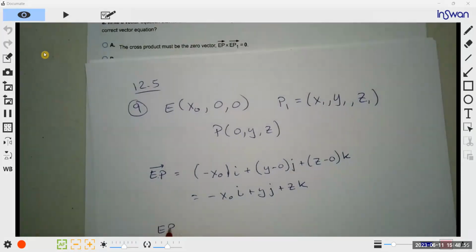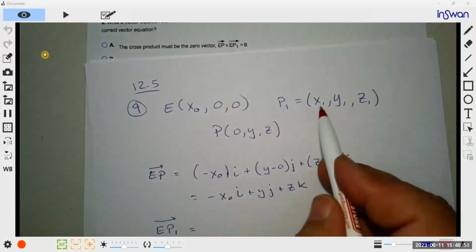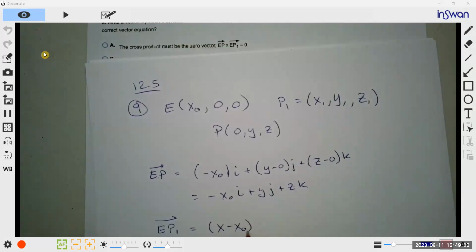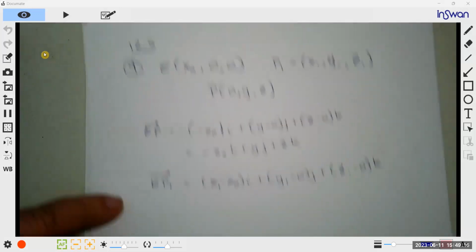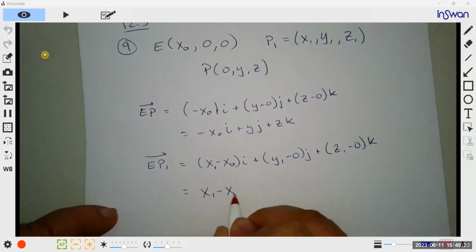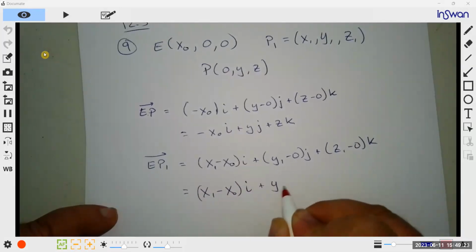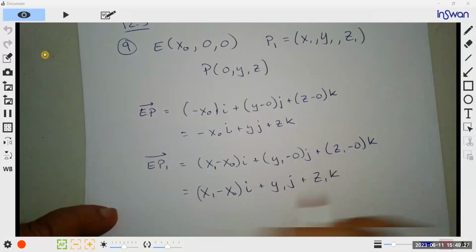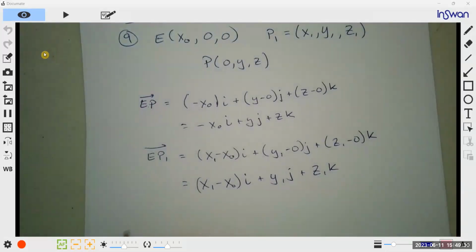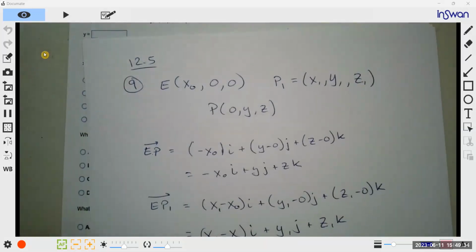Then we do the same thing with E to P1. So it's x1 minus x0 i, y1 minus 0 j, z1 minus 0 k, which means it's (x1 minus x0) i, y1 j, z1 k. Now write the vector equation that holds between those. What is the correct vector equation?